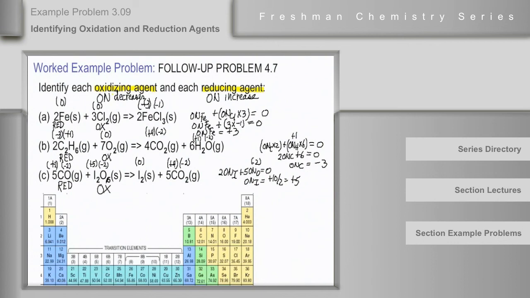So by looking at the changes in oxidation number, we can assign the oxidizing agent, which we call Ox, and the reducing agent, which we call red.